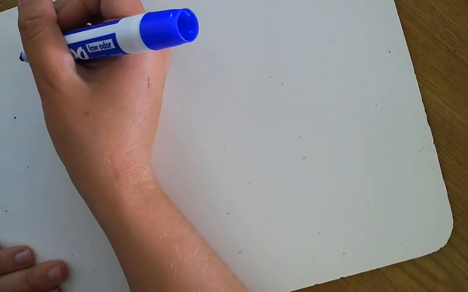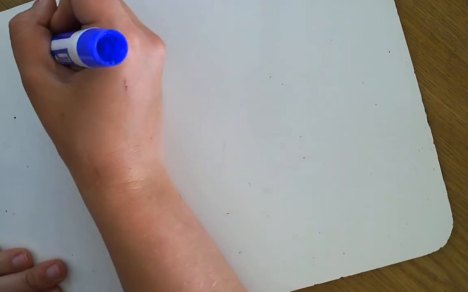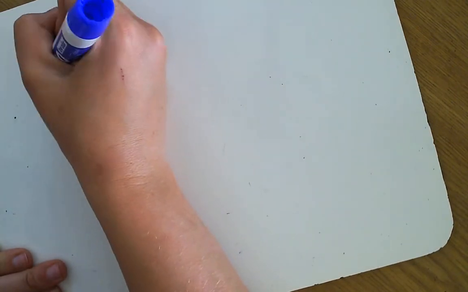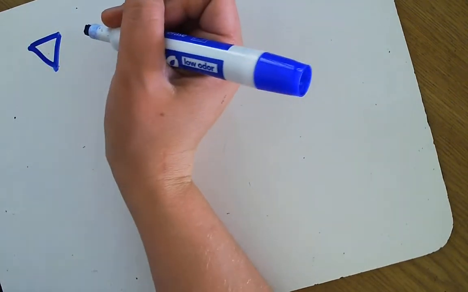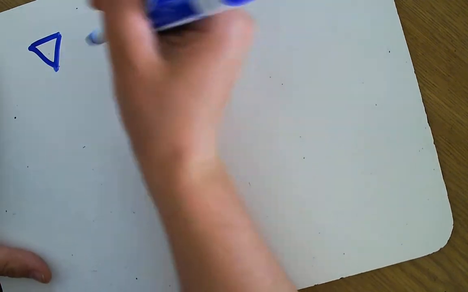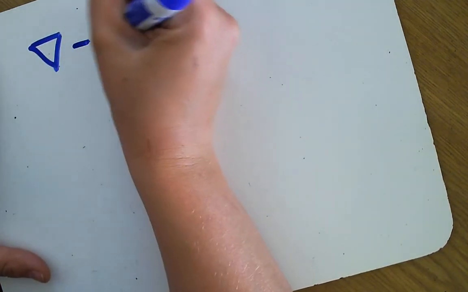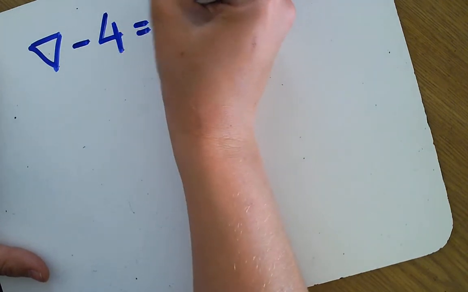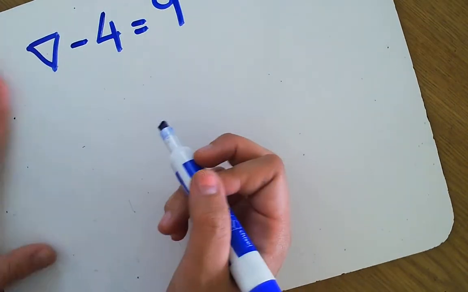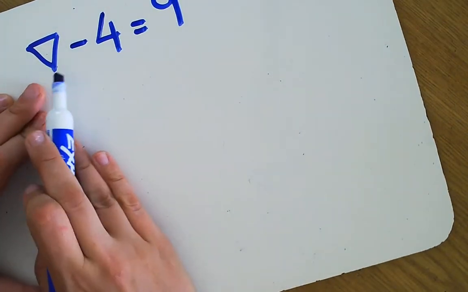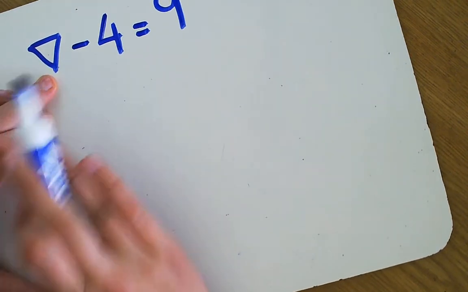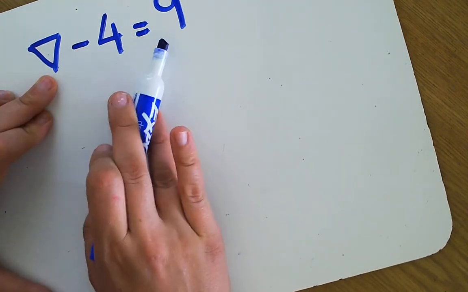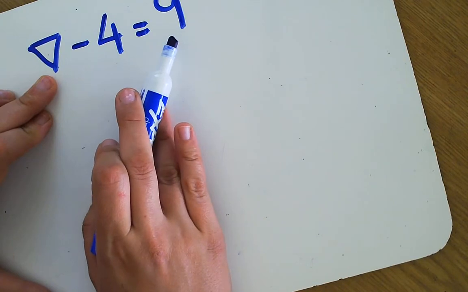We're going to do one more this time, a subtraction question. This time I'm going to use a triangle to represent my unknown variable. I'm going to go triangle minus 4 equals 9. Okay, so here, my unknown variable, I'm subtracting 4 in order to get 9.